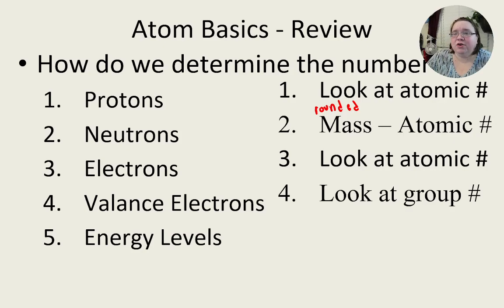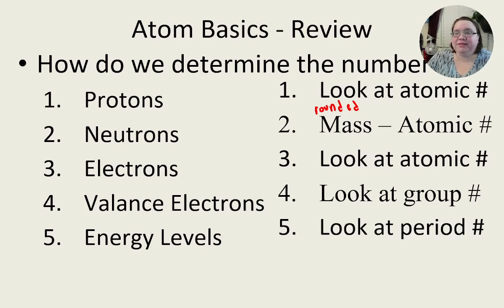And last but not least, our energy levels. To get that, we look at the period, the row, or how far down into the periodic table a particular element is. So for example, sodium, Na, element number 11, is in the third period. It has 1 valence electron, 11 electrons, 11 protons, and I take my 22.99 and round it to 23. So 23 minus 11 gives me 12 neutrons.